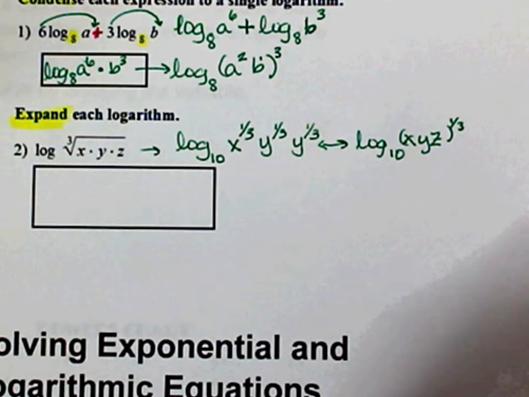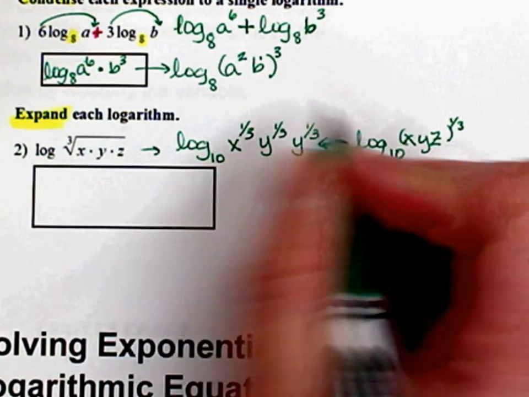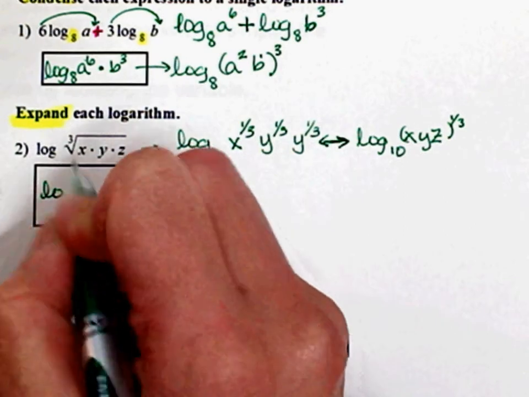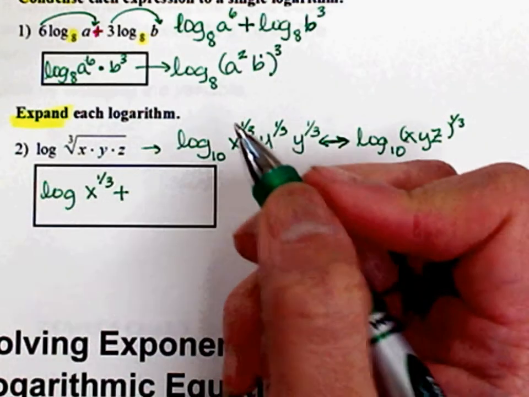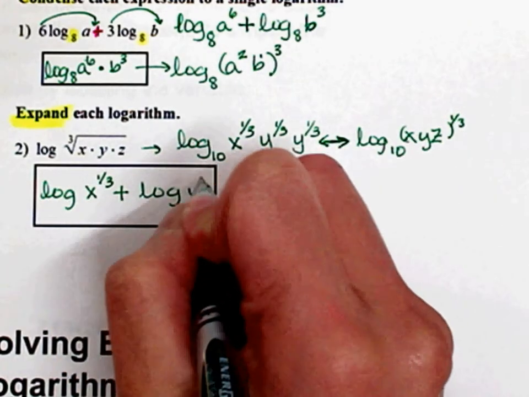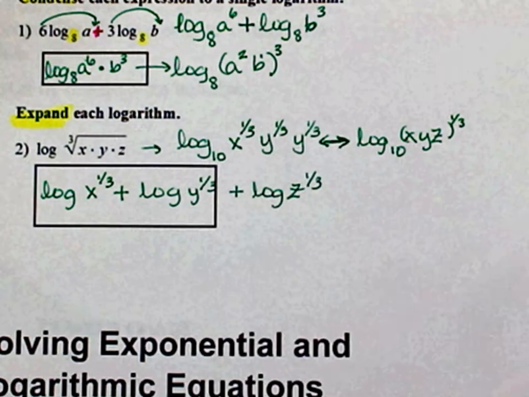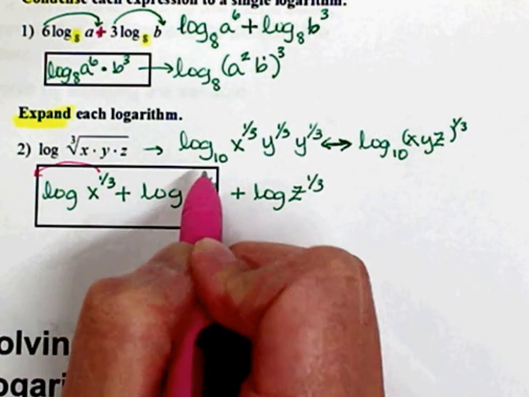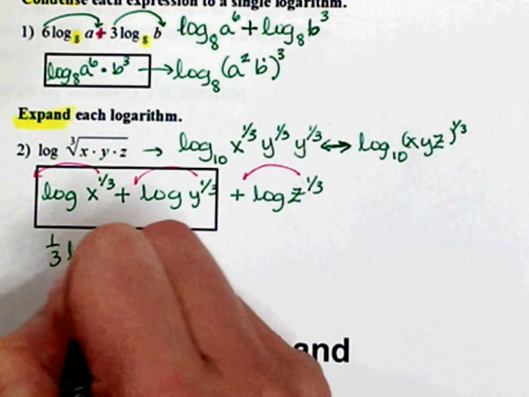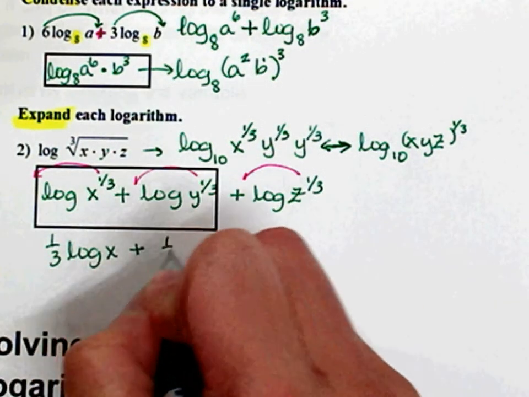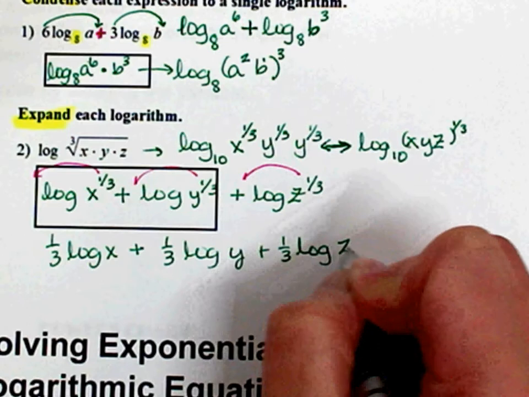So now I'm going to expand. So I'm going to make it bigger. Okay? Log's going to be written quite a few times. Alright. So log base 10, you don't have to write. X to the 1/3, what goes with multiplication? Addition. Plus log of y to the 1/3 plus log of z to the 1/3. And guess what you do? You kind of flatten it, so you have to move your exponent to the front. So now it becomes log of x plus 1/3 log of y plus 1/3 log of z.